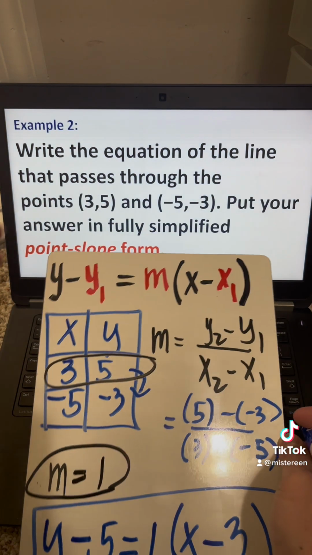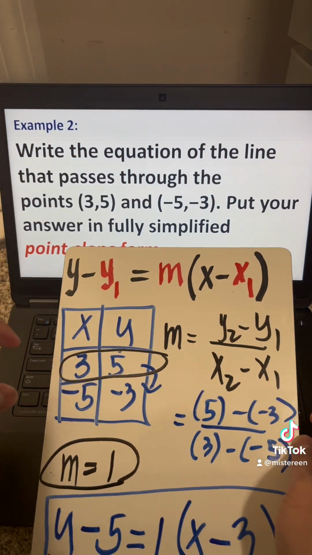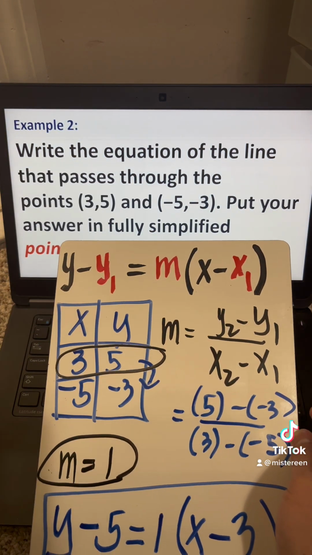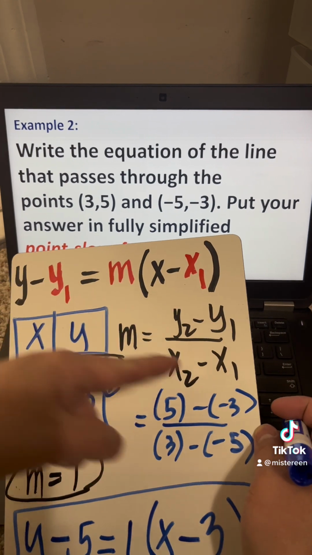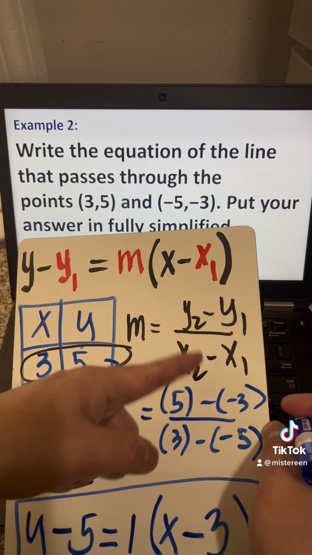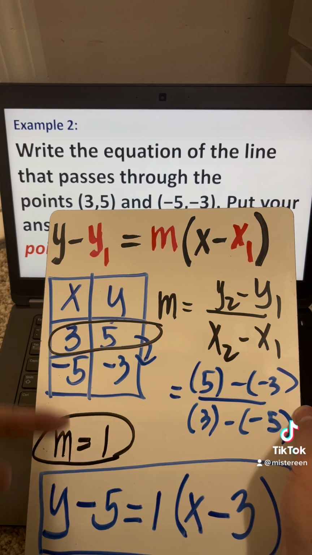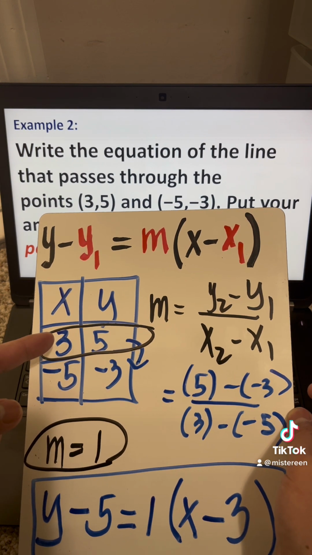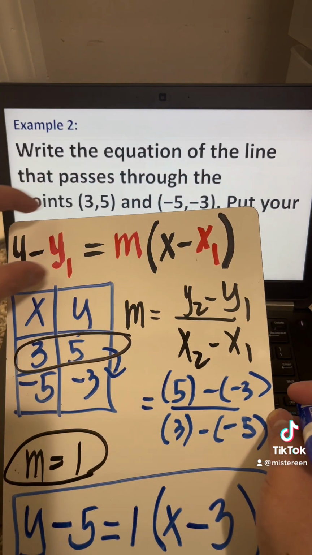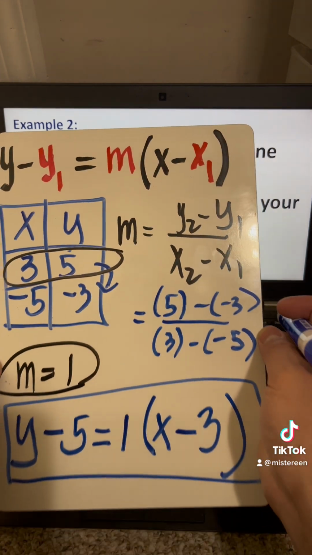So again, in this problem, we are given two points. We made it into a table, but we don't have a slope, so we find the slope using the formula. That's our first goal. And once we have the m, you can pick one of the points here and then follow the point-slope form. So this will be your answer.